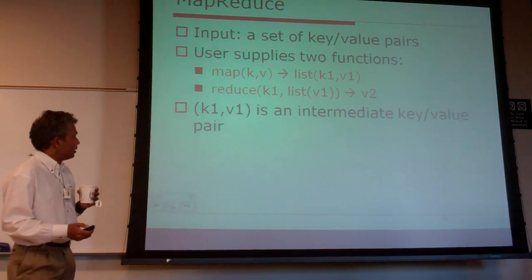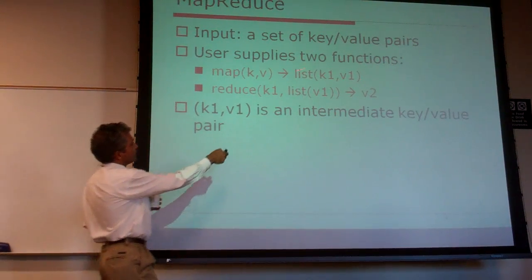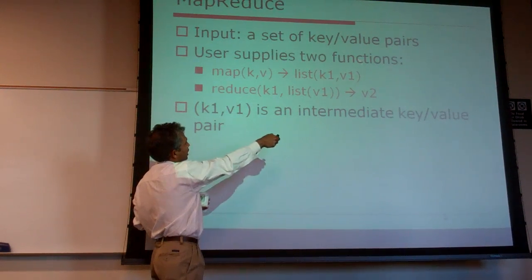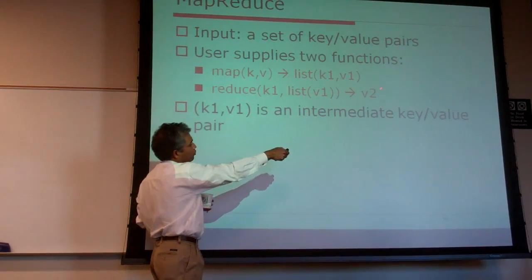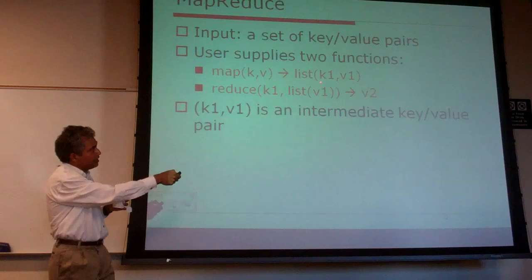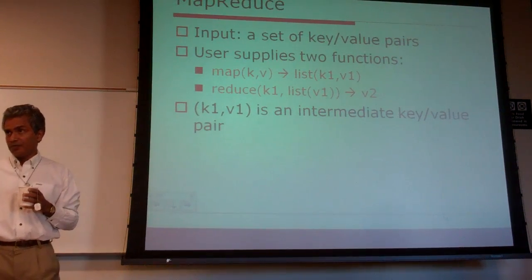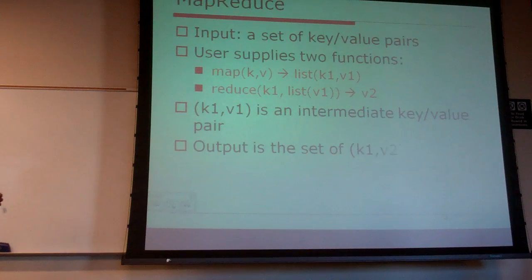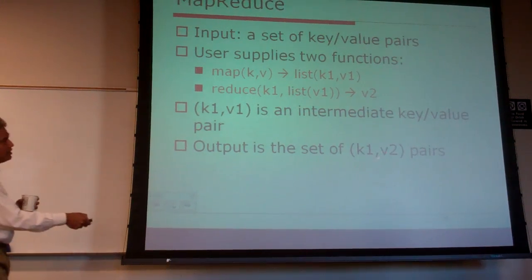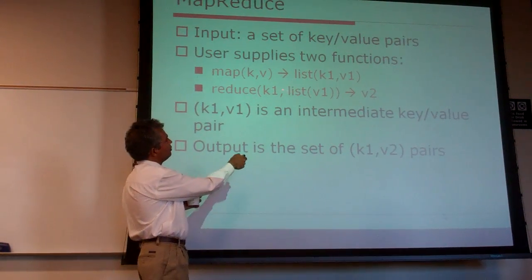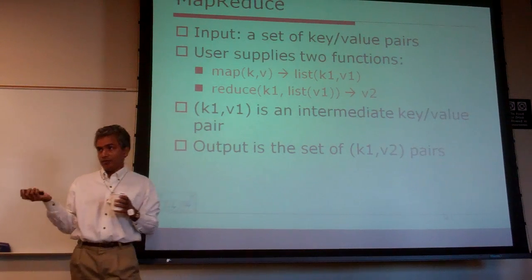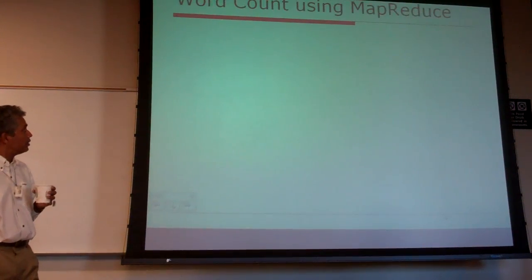Okay? So you went from K,V to K1,V1 and then K1,V1 to V2. So these are the intermediate key value pairs. And everything is key value pairs. So the output is the K1, V2 pairs. Okay, that's what you would say.